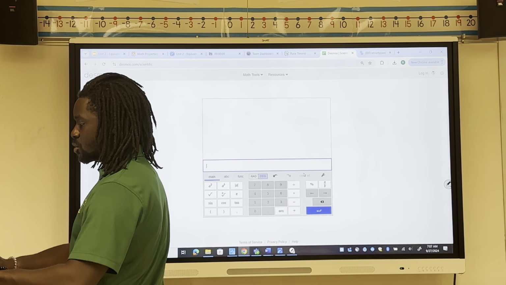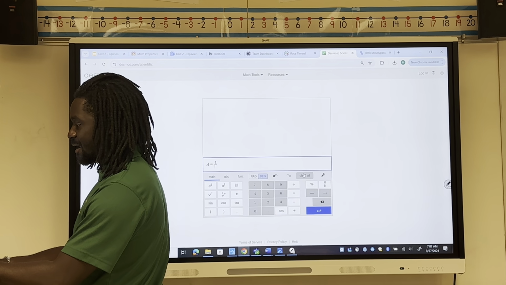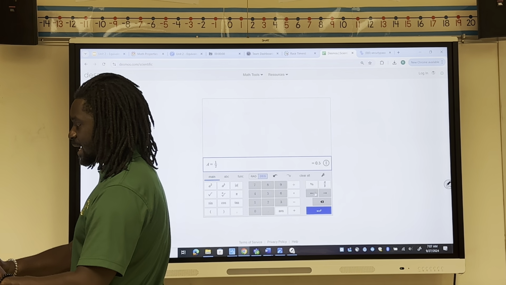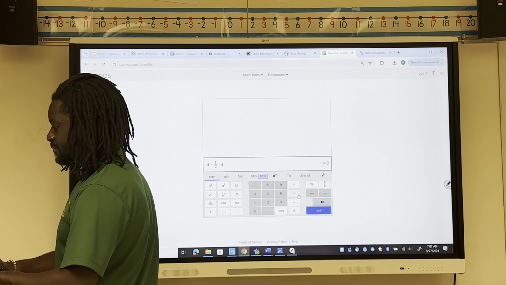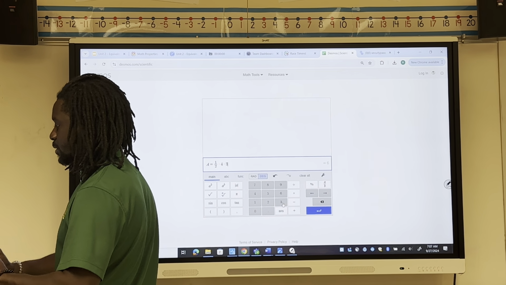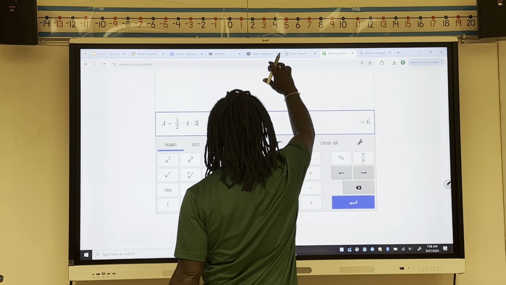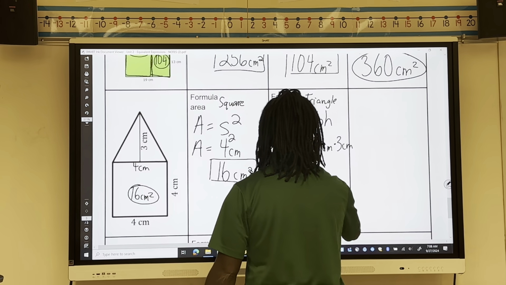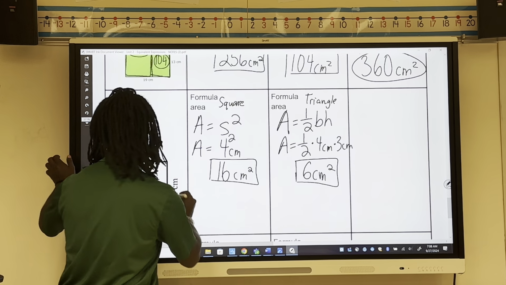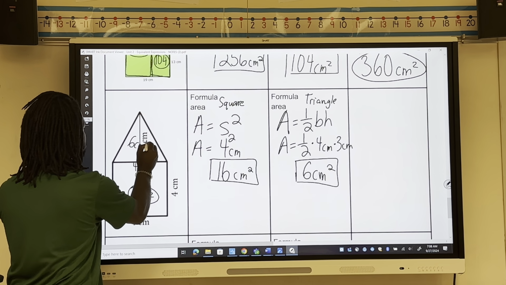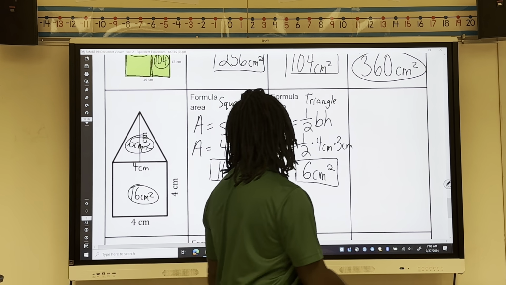Again, I just want to show you this is what I expect. You can use your decimals calculator. Area equals 1/2 times the base, which was 4, times the height, which was 3. And when I do that, I'm going to get 6. So 6 centimeters squared is the area of the triangle.